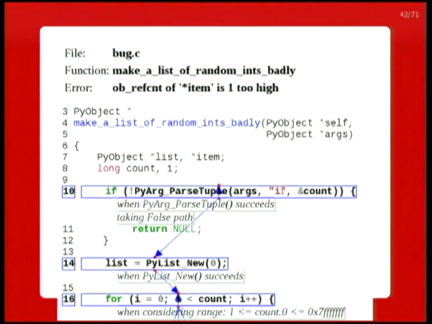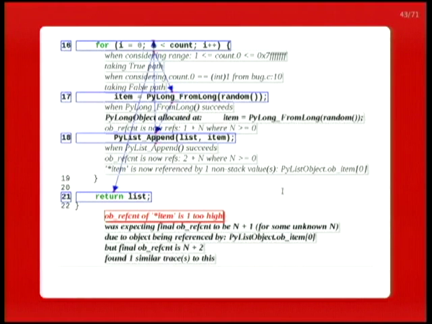Here's the function call, and you can see the little annotation saying we're considering the case when PyArg parse tuple succeeds. We take the false path following the arrow past the error handling suite. We're at PyList new, and we're considering the case when PyList new succeeds, and then we go to the loop. In the loop, first of all, we consider the case where count is in the range 1 up to the maximum signed int value, and we take the true path, which is the right-hand-most arrow.